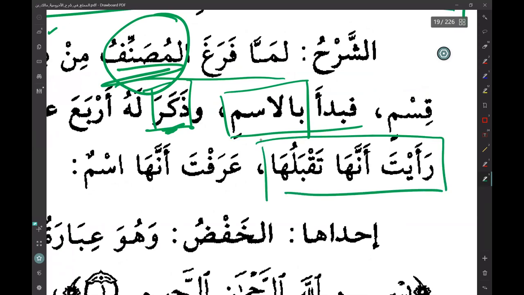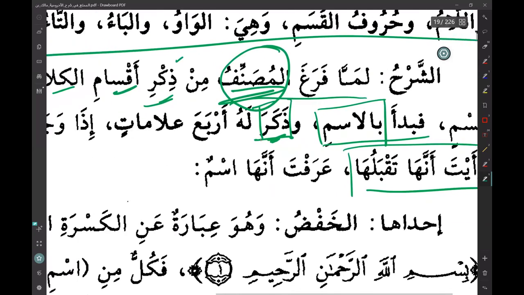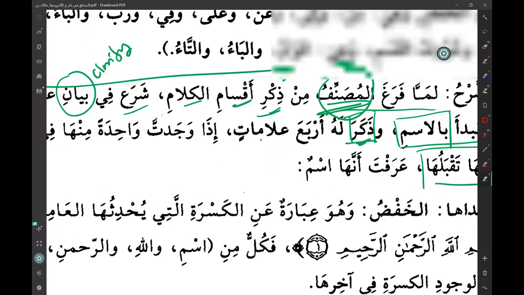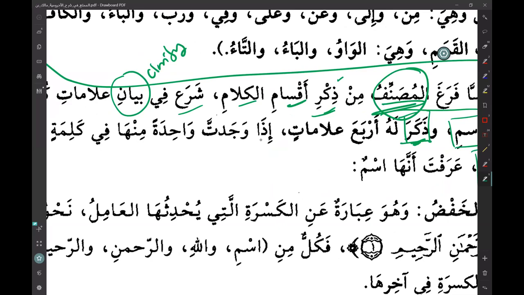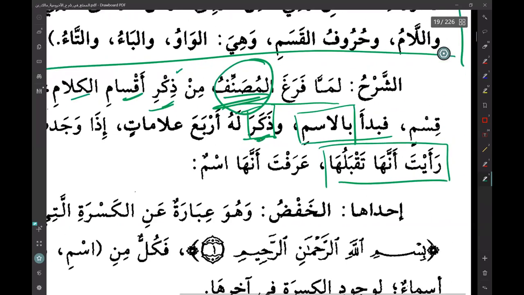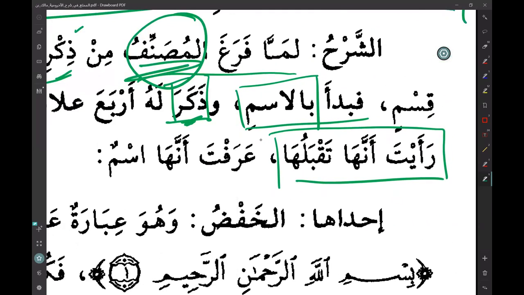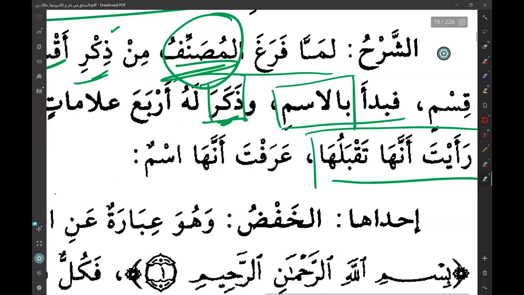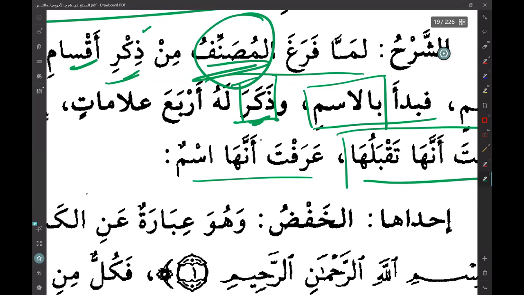And you will see this issue will have more problems with the verbs, and I'll explain what it means. He said that for the 4 signs he gave, if you find them in any word, if you see those signs, you can identify them, or ra'aita annaha taqbaluha, you see that it accepts it. So either you see those signs or you know that they accept those signs. Arafta annaha ism, then you know this is a noun.